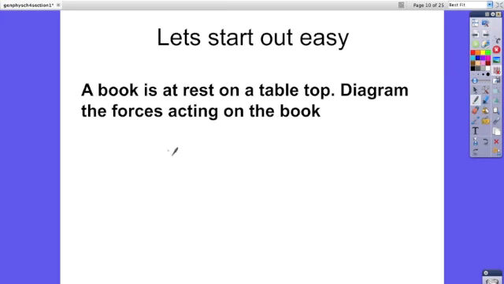So let's start easy. You have a book that rests on a tabletop. Diagram the forces acting on the book. So we have a tabletop, and there's a book that's sitting on the tabletop. It's not a very good table. Go with me. Okay, so look at the forces that are acting on that book. So we'll draw the box that represents the book. Well, gravity is acting, and I label gravitational forces mg. You can label them Fg if you want to, but I like mg.